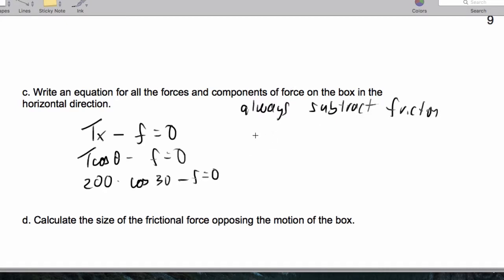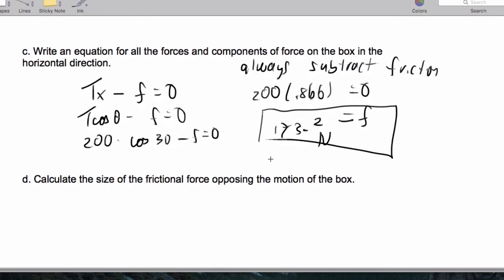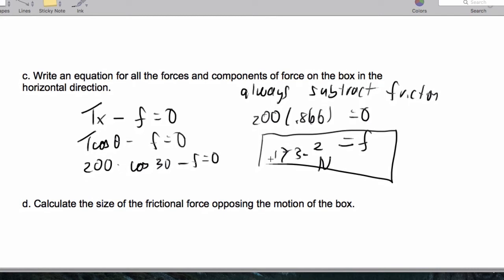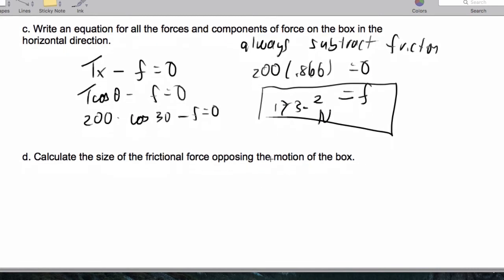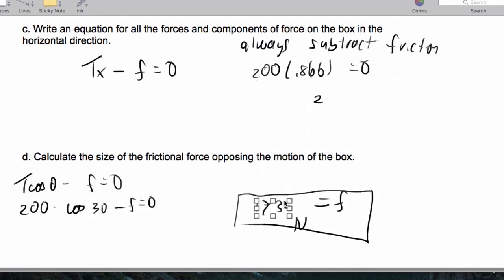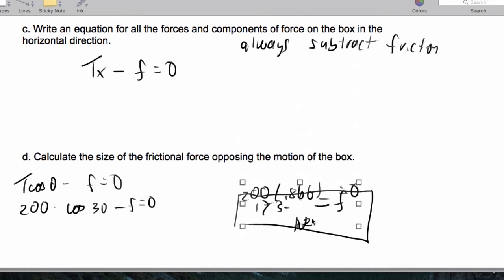Continuing, we're going to end up getting 200 times 0.866 equals F. So that's going to be 173.2 newtons equals our force of friction. Now it says calculate the size of the frictional force opposing the motion of the box. And what I realized is, sorry, got a little ahead of myself here. This is what we were getting at for this question.